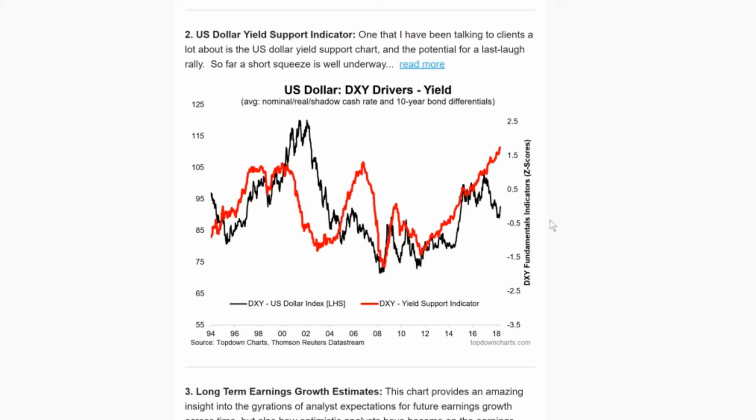Anyway, the bottom line on this chart, we've got that classic alligator jaws kind of thing going on. Yield support indicator is very bullish for the US dollar, and this big counter trend move or start of the new bear market is taking it far away from where the yield support would suggest.